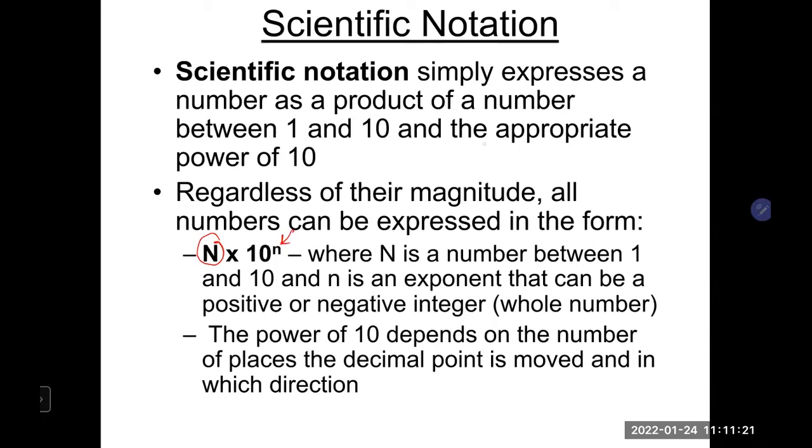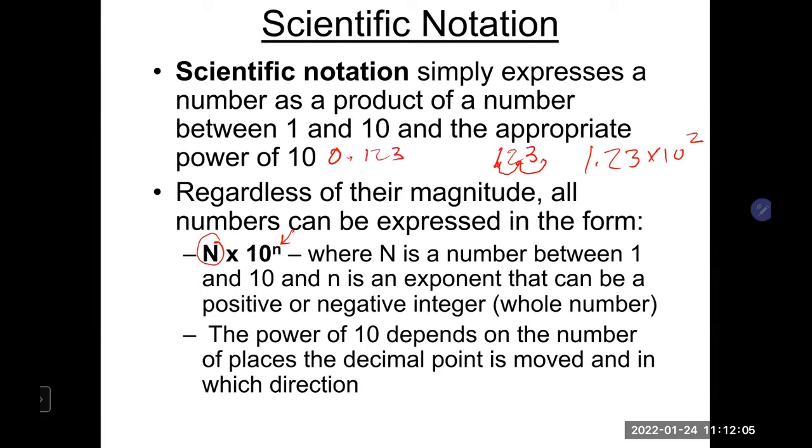So for example, if I had 123, we would assume that the decimal point is here. If I moved it one place this way, that gives me 12.3, which is not a number between 1 and 10. I do need to go one more place. That gives me 1.23, which is a number between 1 and 10. I moved it 2 decimal places, which means I would be times 10 to the 2. The exponent here would be positive. The easy way to remember that is, if it's a large number, anything above 1, it's going to be a positive exponent.